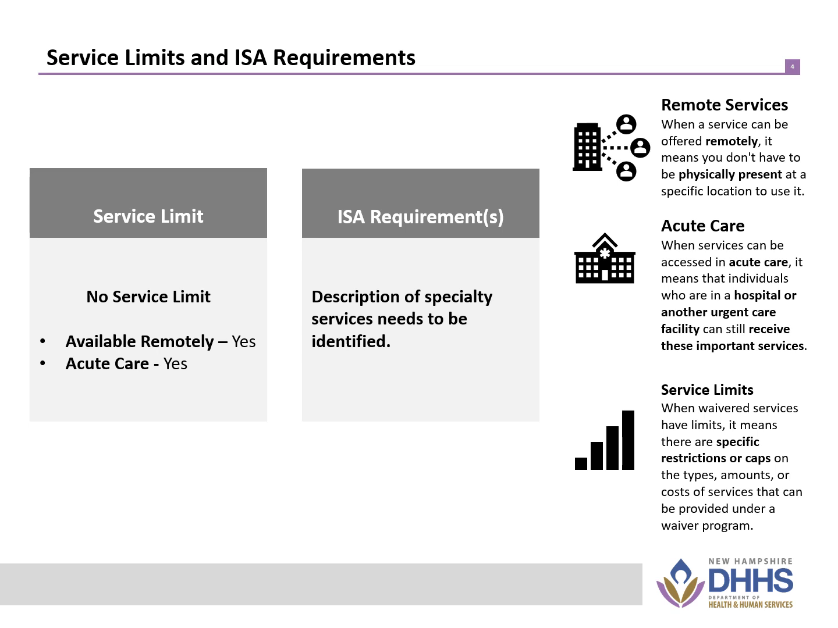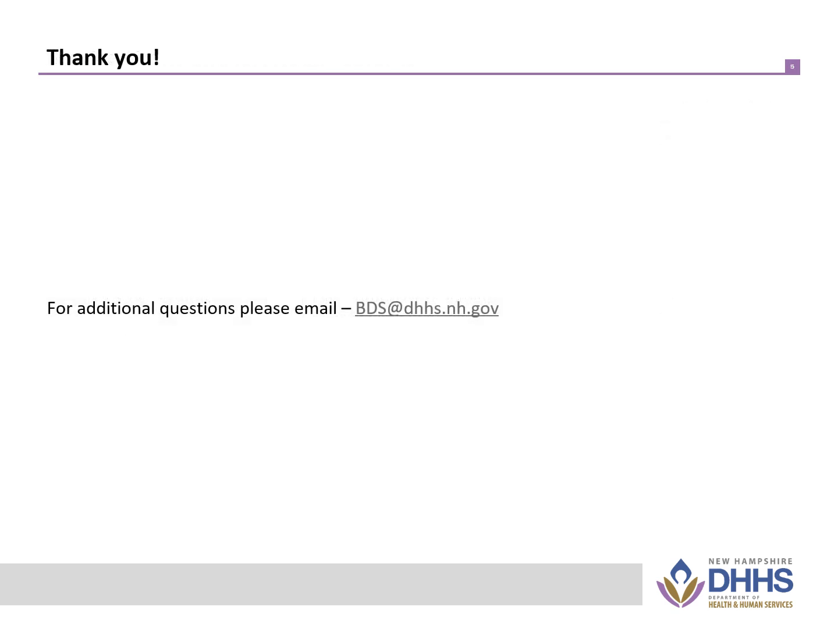When waivered services have limits, it means there are specific restrictions or caps on the type, amount, or cost of services that can be provided under a waiver program. There is no service limit outlined for specialty services. This service may be provided remotely, and it may also be provided in an acute care setting. For requirements in the service agreement, there must be a description of specialty services outlined.